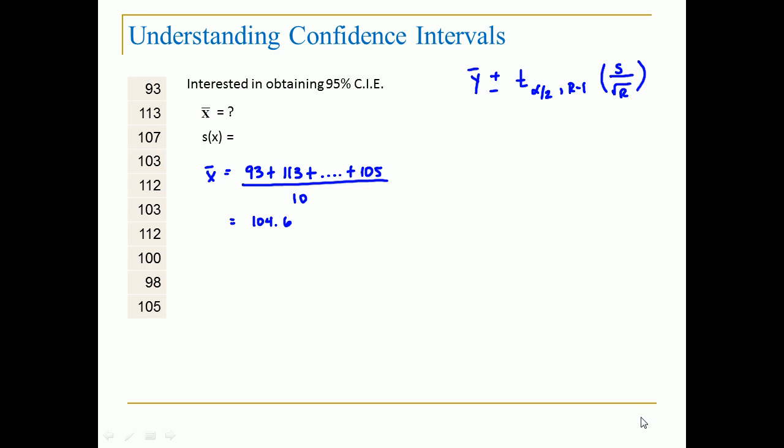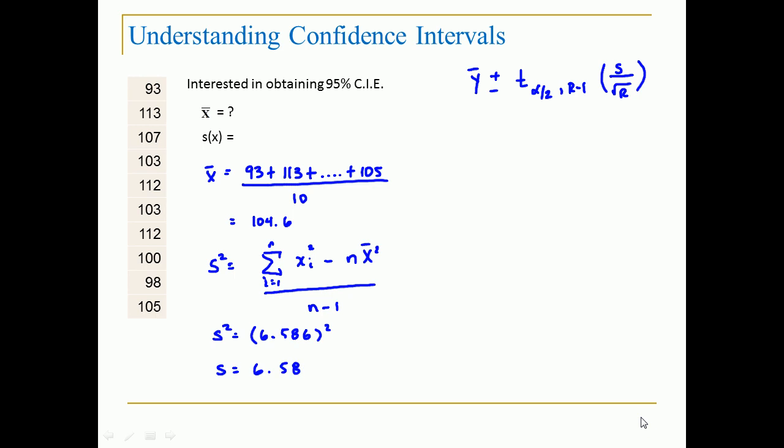The next value we need is the standard deviation. First, we have to compute the sample variance. In order to get the sample variance, we know that s squared will be equal to the summation from i equals 1 to n of the data point squared, minus n times x bar squared, divided by n minus 1. N minus 1 because we lose 1 degree of freedom, since we are using the sample average in our sample variance. This will be equal to 6.586 squared, which means that our standard deviation is 6.586.